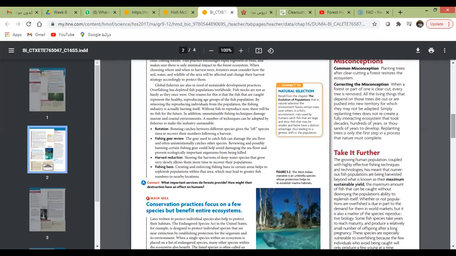One reason for this is that the fish that are caught represent the healthy reproducing age group of the fish population. By removing high reproducing individuals from the population, the fishing industry is actually hurting itself.